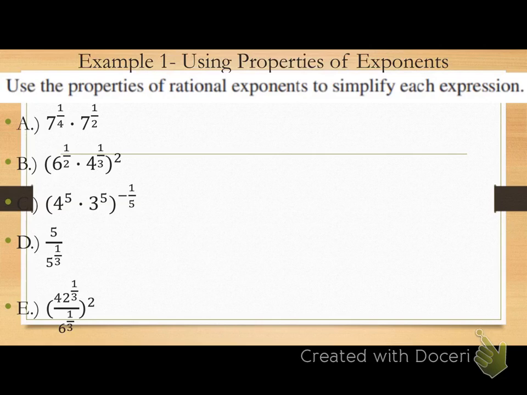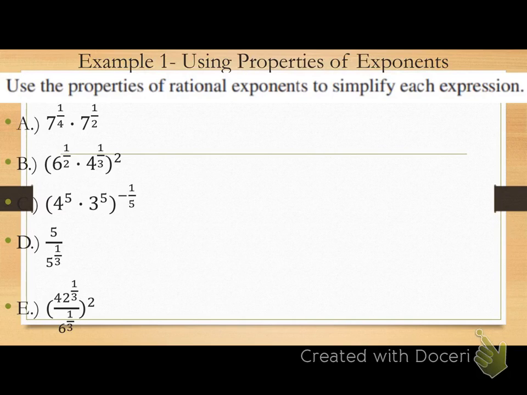So here's some examples. Use the properties of rational exponents to simplify each expression. Letter A. I have 7 to the 1/4 times 7 to the 1/2. I tried to make these bigger for you guys. Does that help? Can y'all see that a little better than the last page?